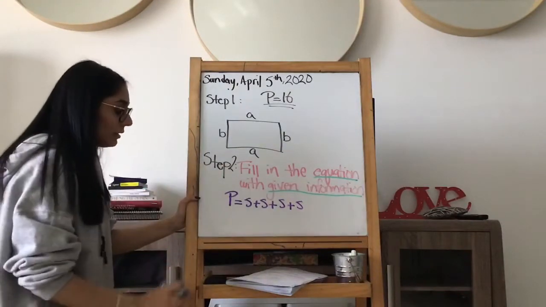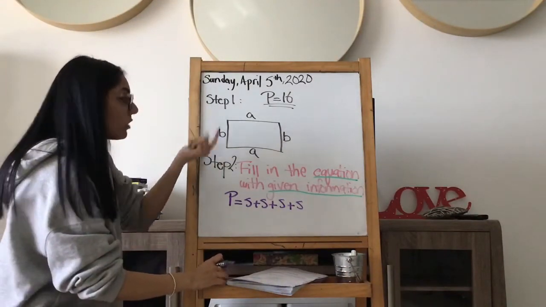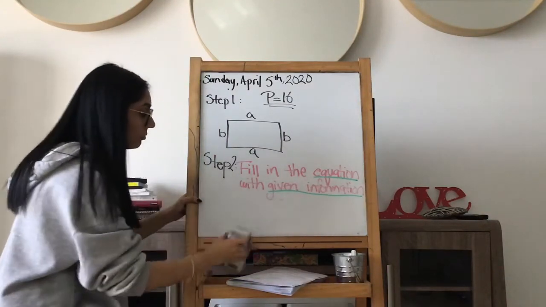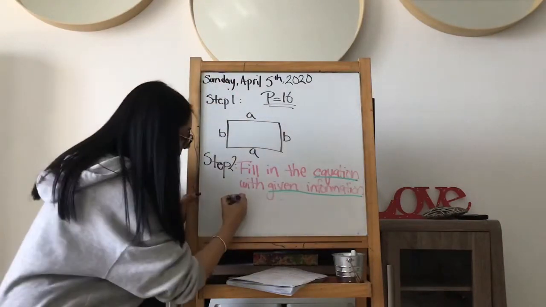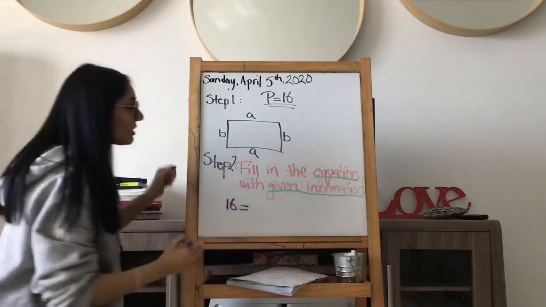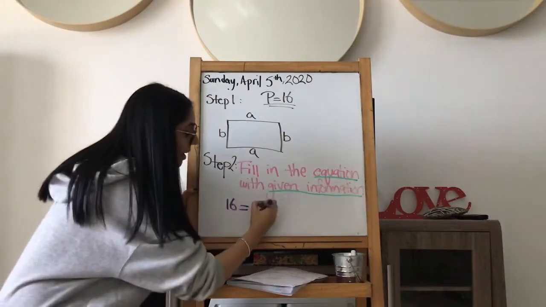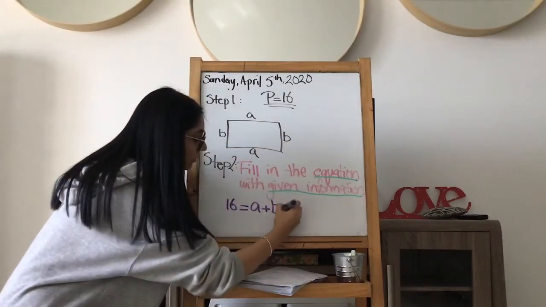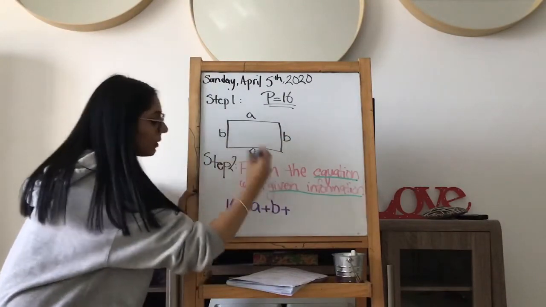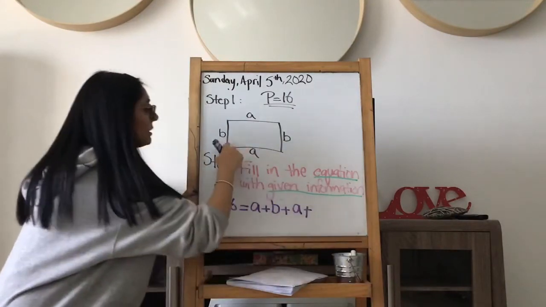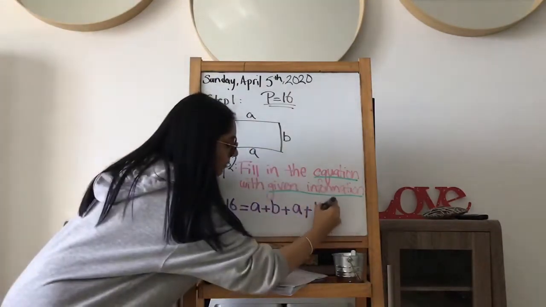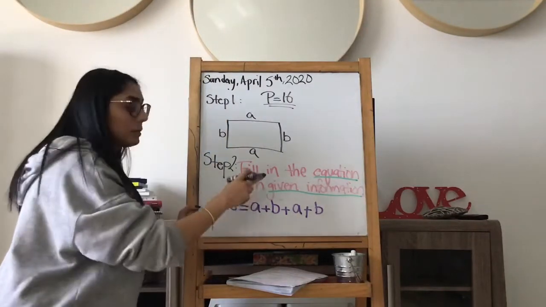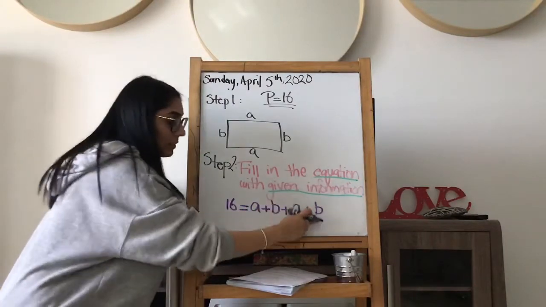What do we have in this equation that we already know? Do we know what P is? Yeah, we know what P is. P is 16. Do we know what the side is? No, so I'm gonna put my variable. Do I know what this side is? No, so I'm gonna put my variable. Do I know what this side is? Nope, I'm gonna put my variable. Do I know what this side is? No, so I'm also going to put my variable. So that's what you have. 16 is equal to something plus something plus something plus something.